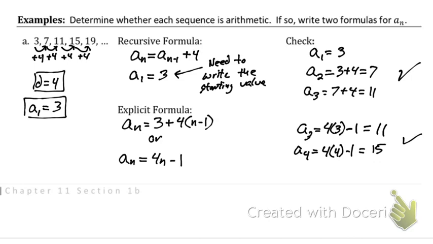Yes? Can your common difference be negative? It can absolutely be negative. Yep. In fact, they will be negative at times. Yep. And then everything stays the same, except like this would be a negative 4. So this would be minus 4. And this would be a minus 4 as well.